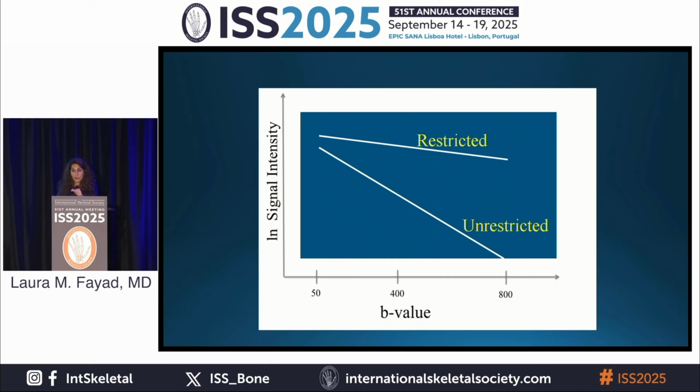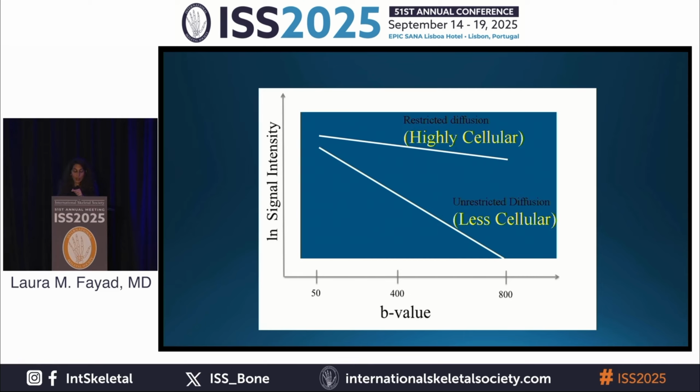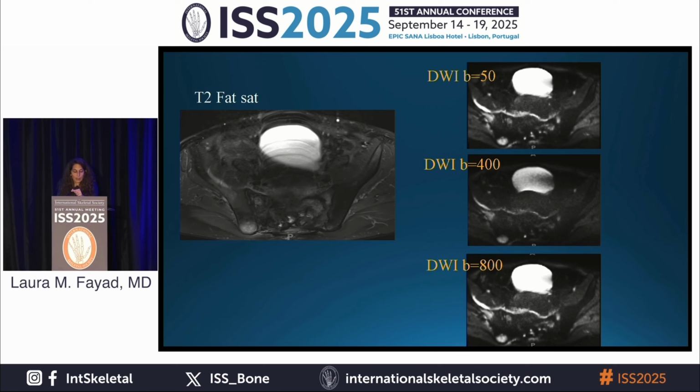So restricted diffusion means a small slope, low ADC value. Unrestricted means a big slope, high ADC values, a lot of loss of signal on the late B value compared with the early B value image. And this translates to our ability to separate out very cellular from less cellular areas, or basically malignant from benign lesions. So here we have axial views from the pelvis, FATSAT-T2, and our B50, B400, B800 images.